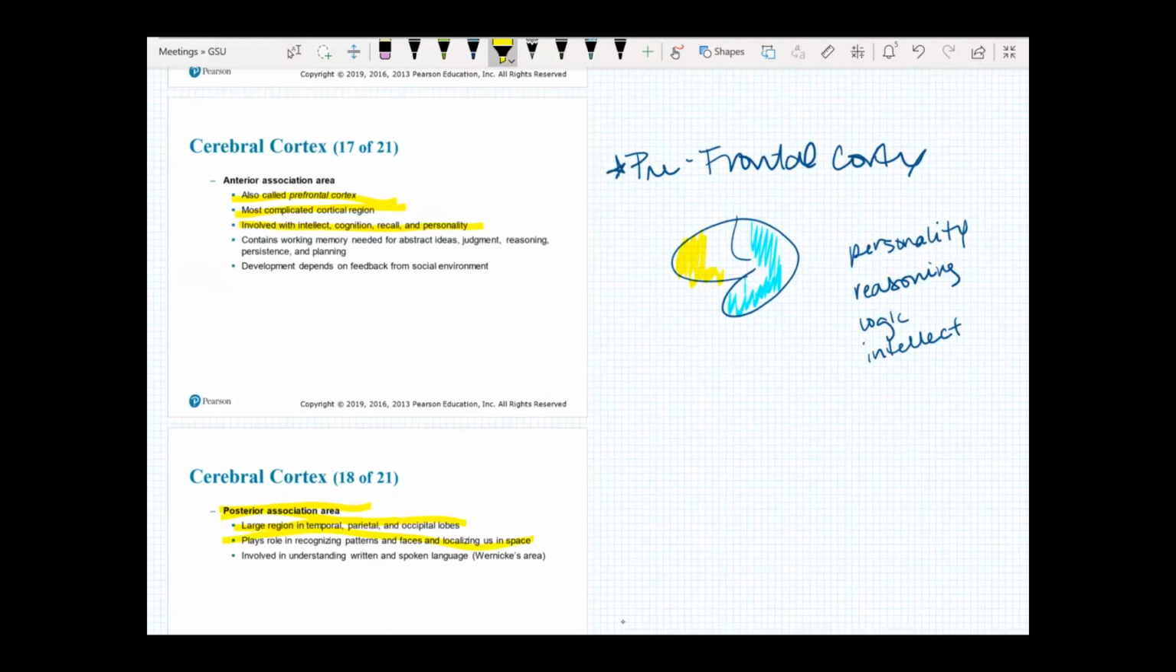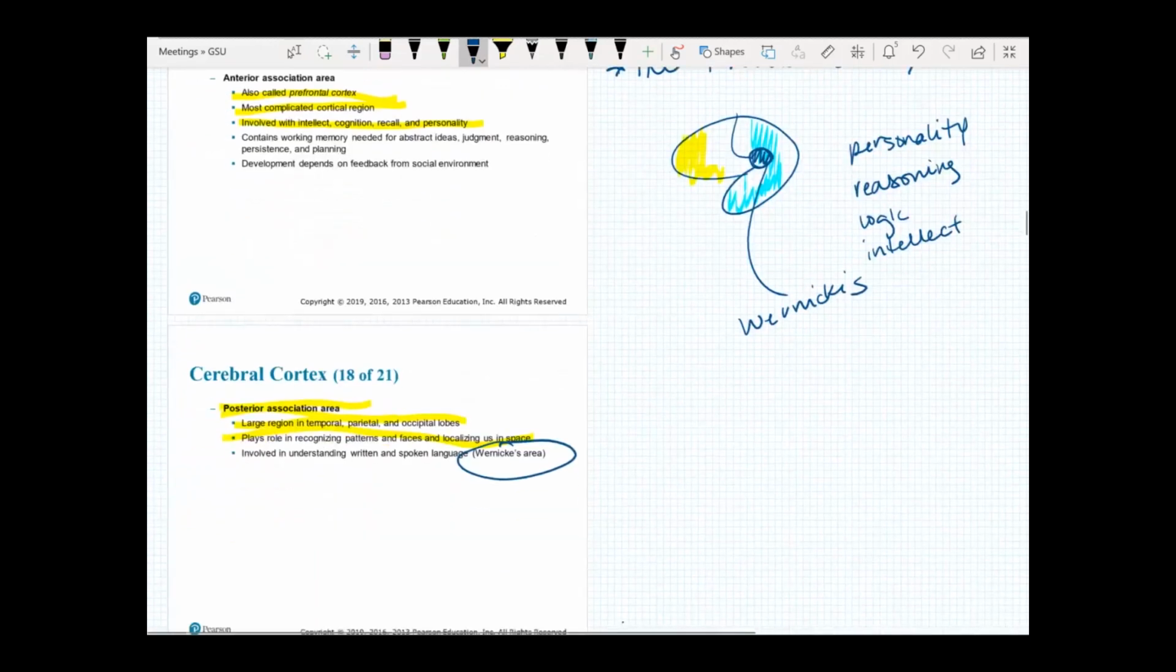One thing that's also cool is there's another language area. So way back here is going to be Wernicke's. And just like we had Broca's for speech production, the ability to move your mouth to produce words, Wernicke's is going to be speech understanding. Can you understand what is going on?